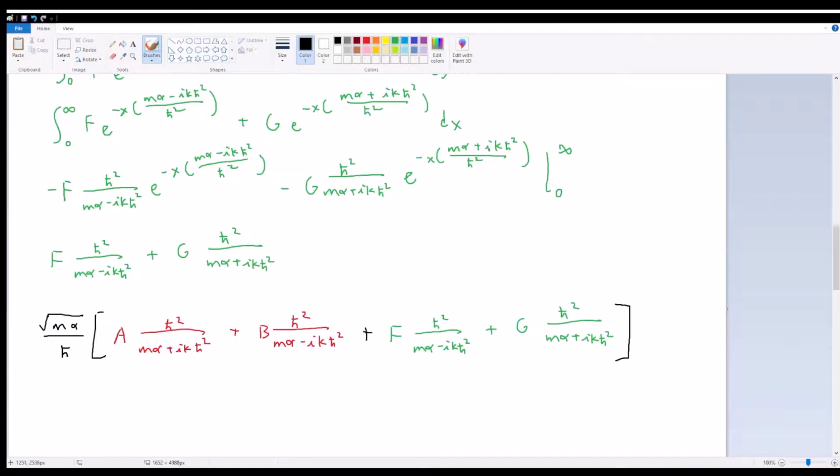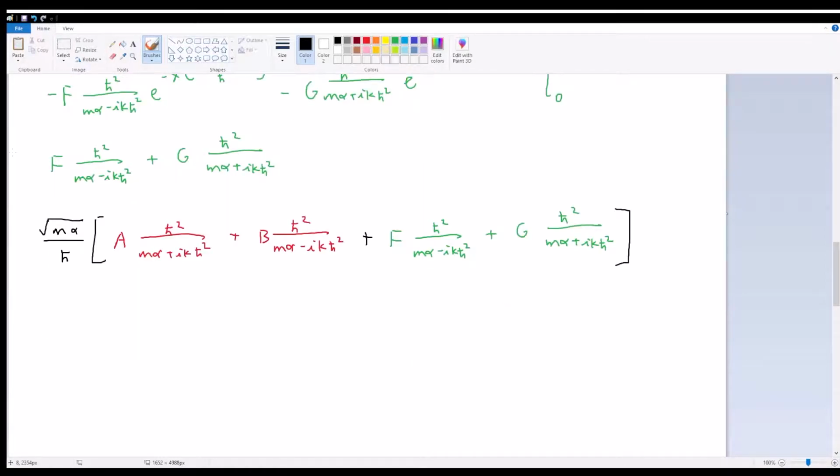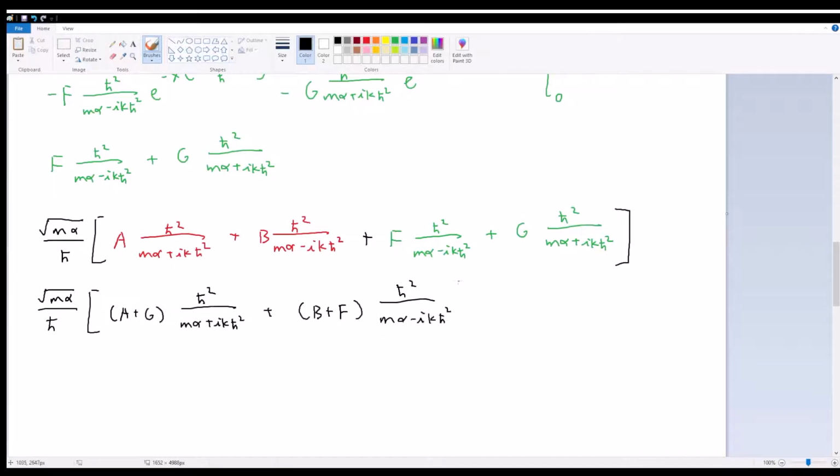And then we have some like terms here that we can combine. So this is going to give us the square root of m alpha divided by h bar multiplied by a plus g times h bar squared over m alpha plus ik h bar squared, and then plus b plus f h bar squared over m alpha minus ik h bar squared.